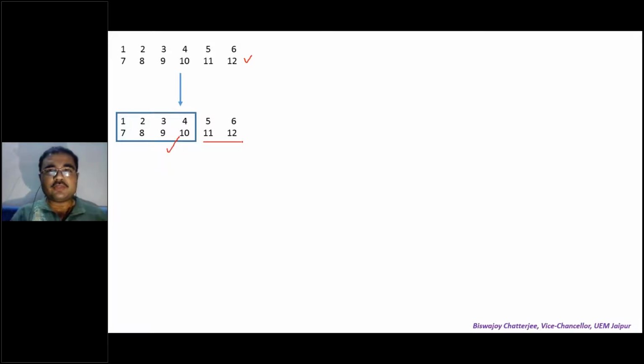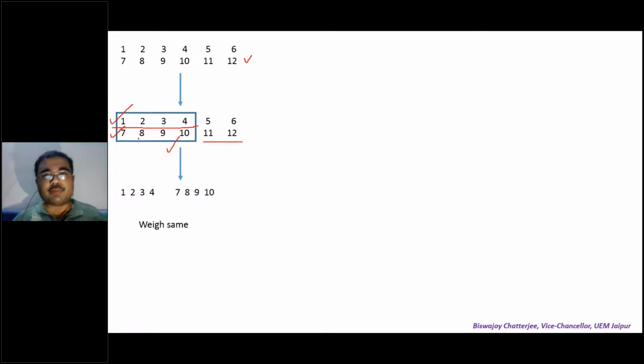What will I do? I will put them onto the weighing scale, dividing them into groups of 4. That is, suppose I divide it into 1, 2, 3, 4 and 7, 8, 9, 10. So 1, 2, 3, 4 on one side of the weighing scale, 7, 8, 9, 10 on the other side, and leaving out 5, 6, 11, 12. So let me put them on the 2 sides of the weighing scale. Suppose they weigh the same. You might say they may not weigh the same. Yes, that is another case. I will treat it as a separate case.